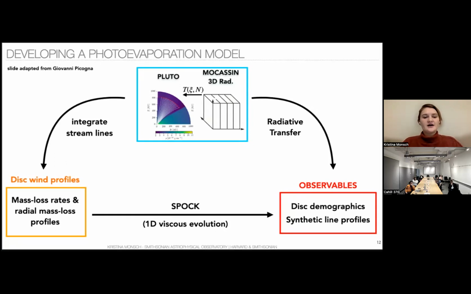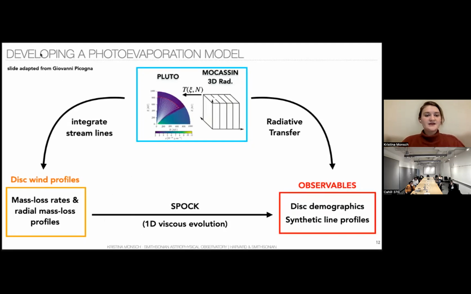And if you then integrate the streamlines from the wind, you obtain so-called mass loss rates and radial mass loss profiles, which is basically just an analytic function that tells you how much mass you'll be removing in the disk at a given location per unit time. And this is then a very easy way to implement this into a 1D viscous evolution code, which was specifically what I was mostly working on during my PhD, where I investigated how photoevaporation is impacting giant planet migration. And yes, you can also obtain observables like disk demographics and synthetic line profiles.